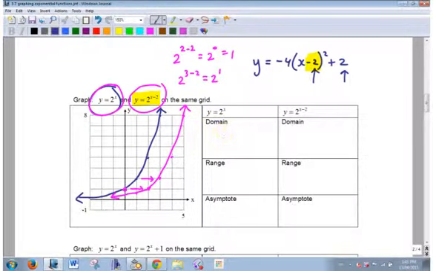What's the domain of the original graph? We just did this. How does it change if I slide it over 2 units to the right? Does the domain change? No. Still all real, because it goes forever and ever. Does the range change? Nope. Still the same asymptote.